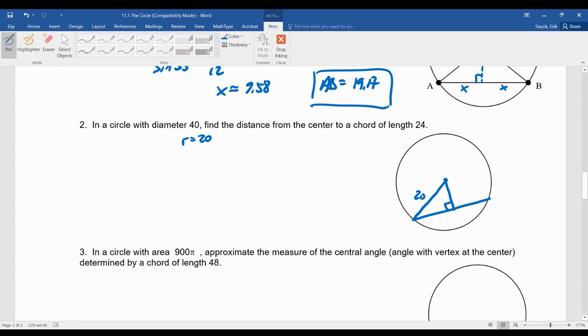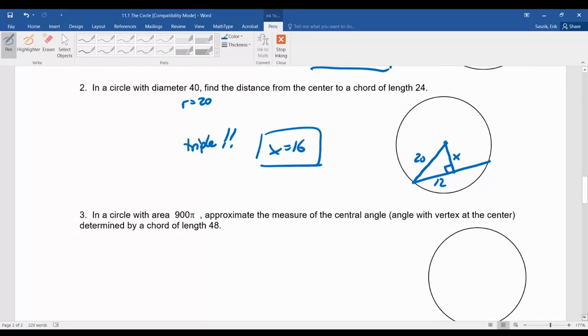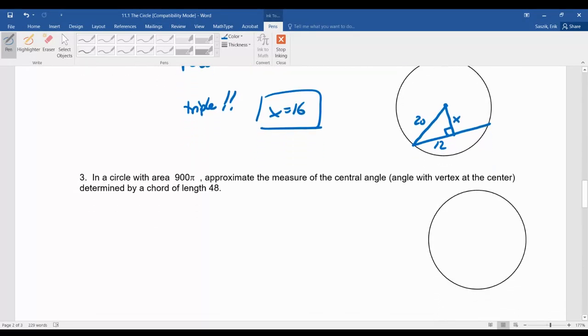So if the chord length is 24, that means this altitude cut that chord in half, and you have 20, 12. This is actually a triple. And this x ends up being 16. That's just a 3, 4, 5 triangle multiplied by 4. But creating this kind of diagram, drawing in a radius and creating a right triangle, is huge.